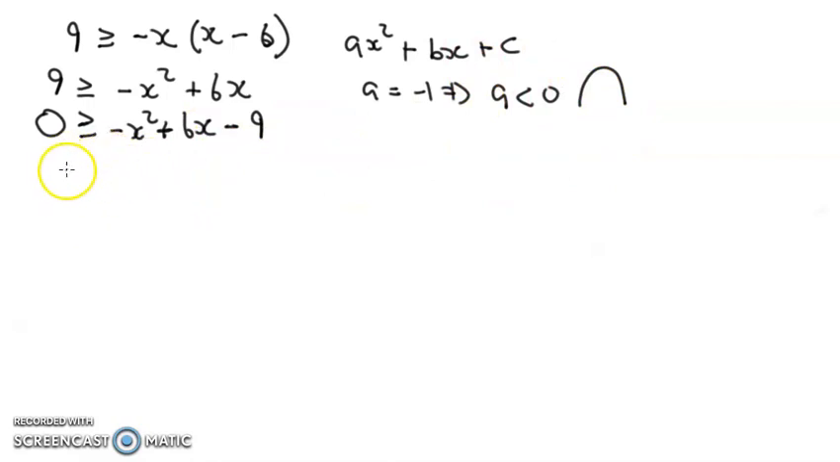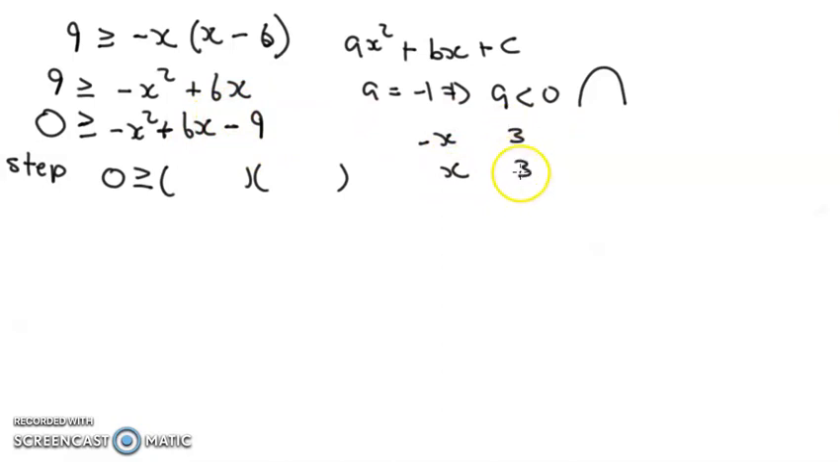So step 1 will involve factorizing the whole thing. So basically, -x squared is made by -x times x. -9 is made by 3 times 3. But then we're not sure which of these two numbers has to take a negative. Let me just choose this one. Okay, so -x times 3 is going to be -3x. x times -3 is going to be -3x.